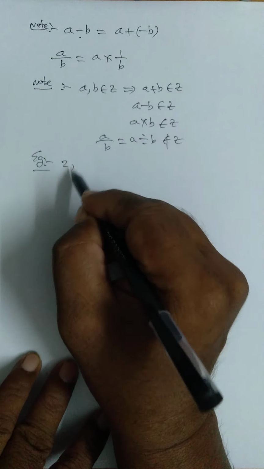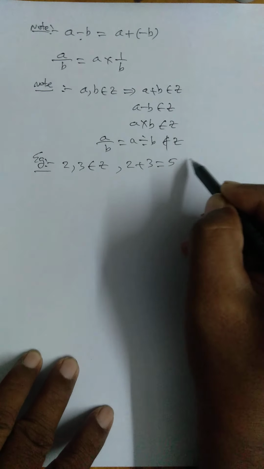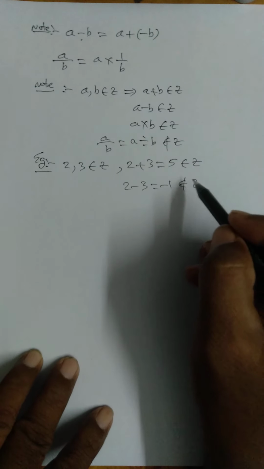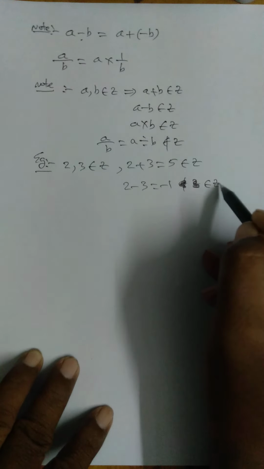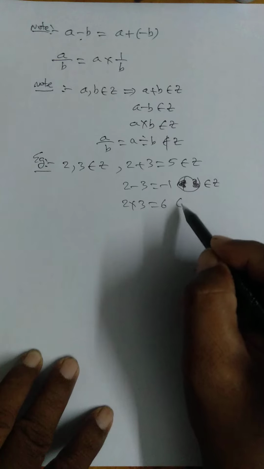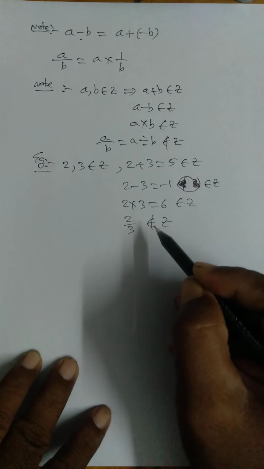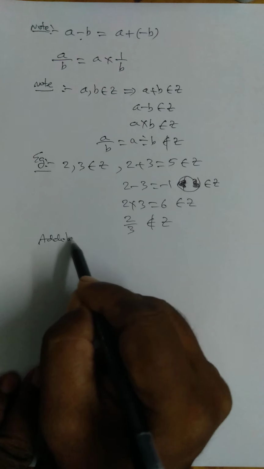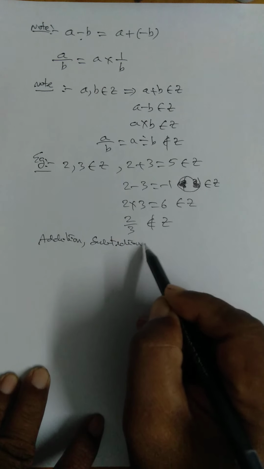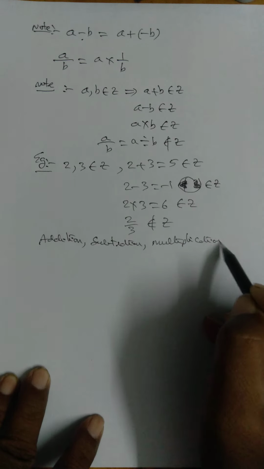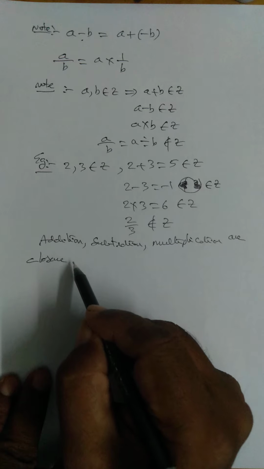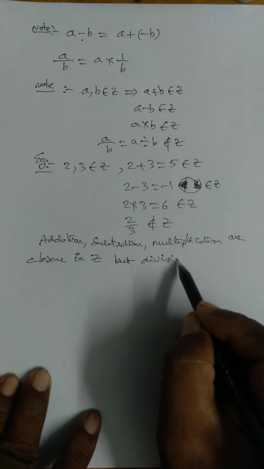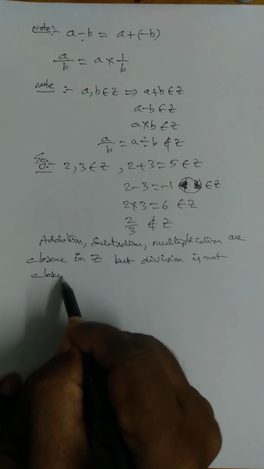Example, 2, 3 are integers. 2 plus 3 is equal to 5, also an integer, belongs to Z. 2 minus 3 is -1, also an integer, belongs to Z. 2 into 3 is 6, an integer, belongs to Z. 2 by 3 does not belong to Z. So division is not a binary operation on Z. Addition, subtraction, multiplication are closed in Z, but division is not closure property in Z.